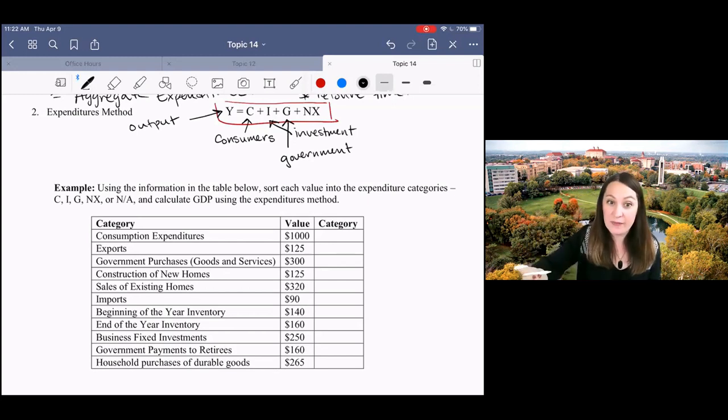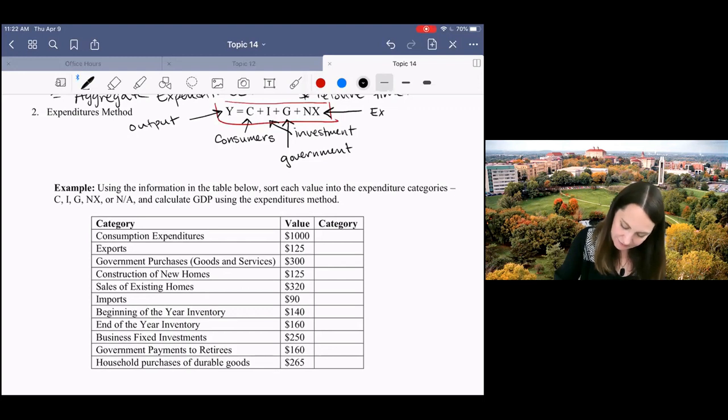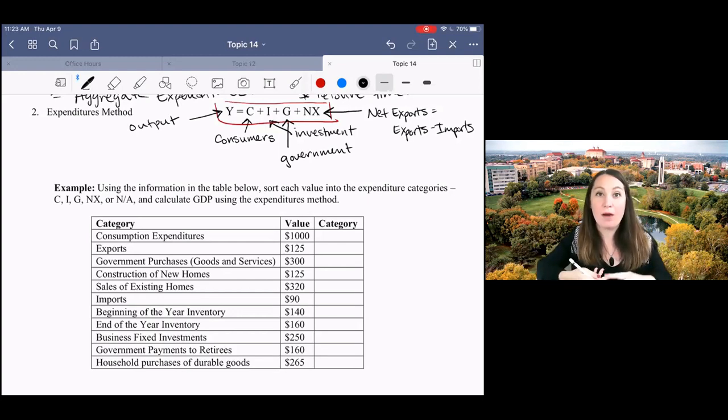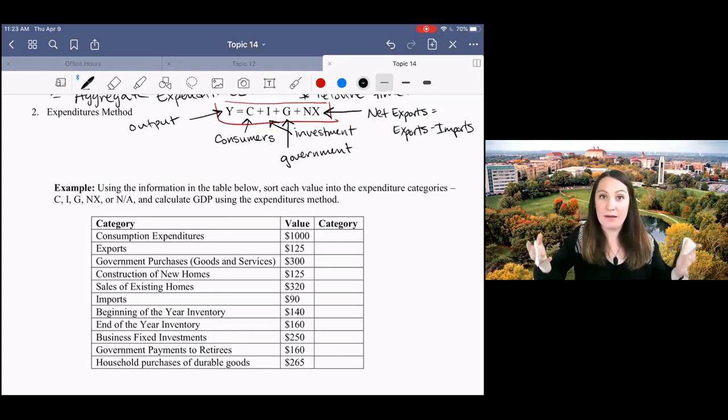And then the last term is net exports, which is exports minus imports. So who can spend money on stuff we produce? Consumers, businesses, the government, and people in other countries. Okay, that's it. That's our national income identity.